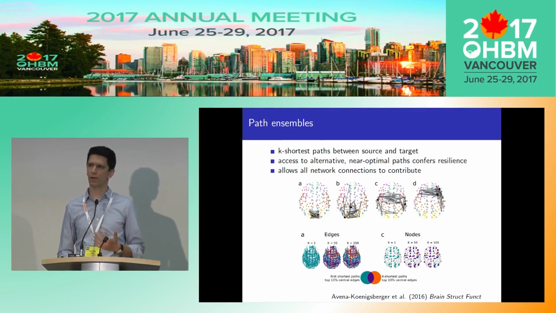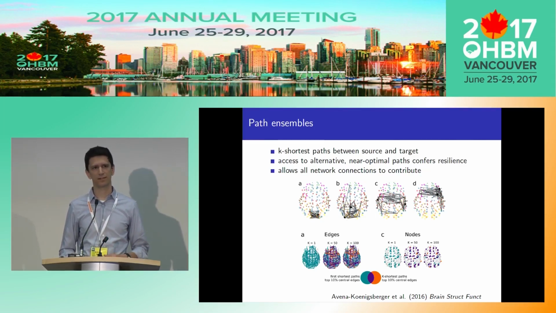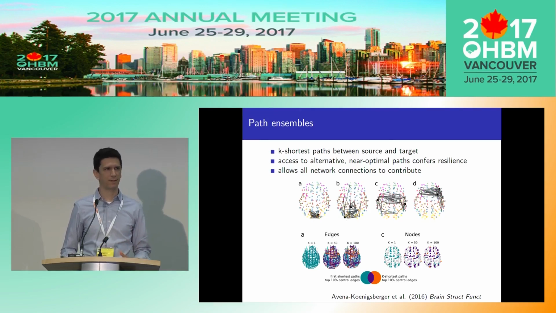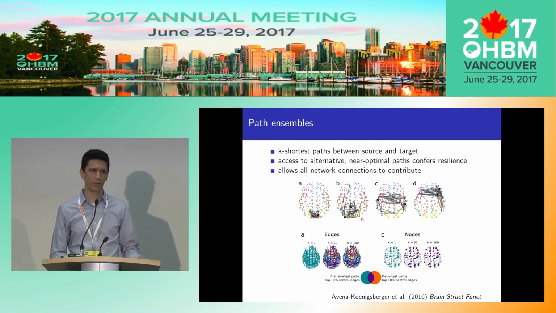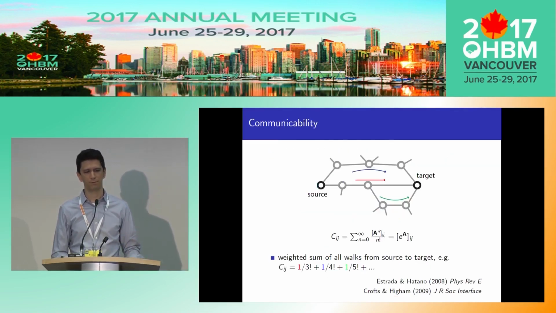allows you to consider alternative near-optimal paths, and this communication mechanism is going to be, by definition, more resilient than a shortest path mechanism, because damage to any one of these pathways isn't necessarily going to be fatal for your process. In addition, this is attractive theoretically because it allows you to take into account all edges in the network, essentially. And once you have the k shortest paths between two nodes defined, you can calculate all the same statistics that you had before, like efficiency and betweenness and so on.